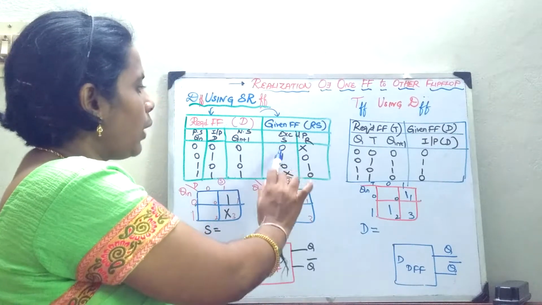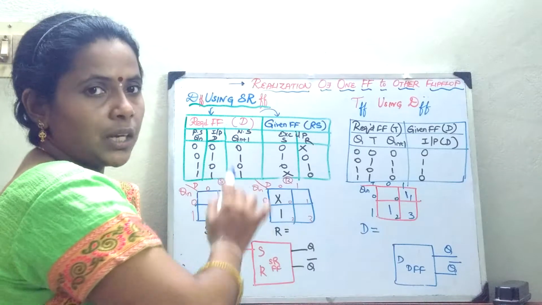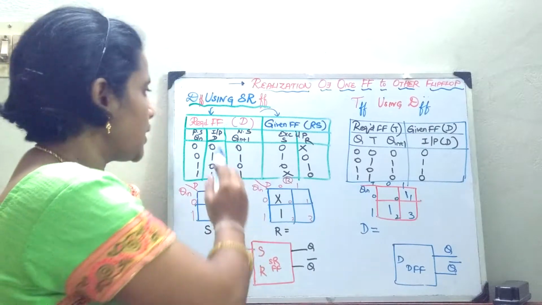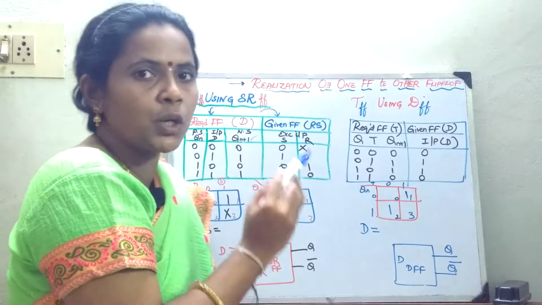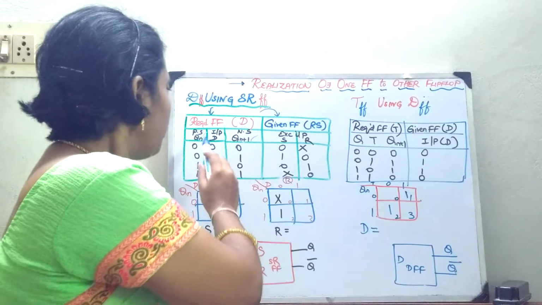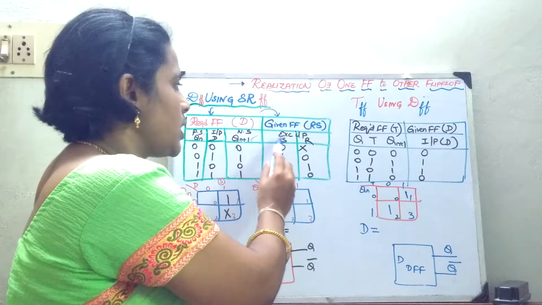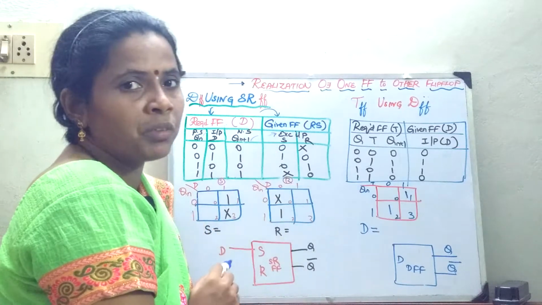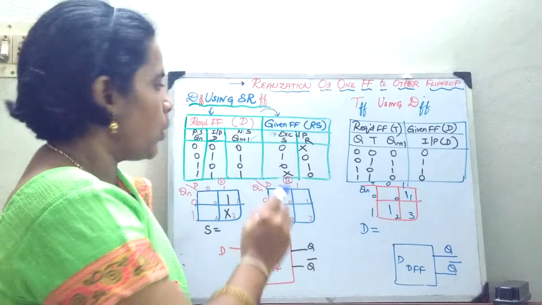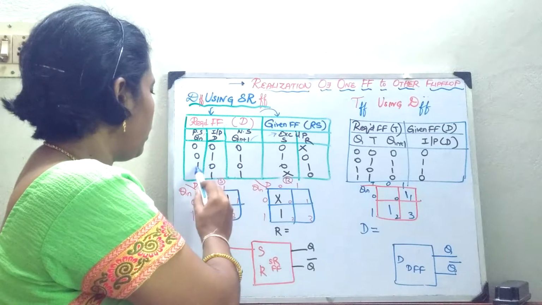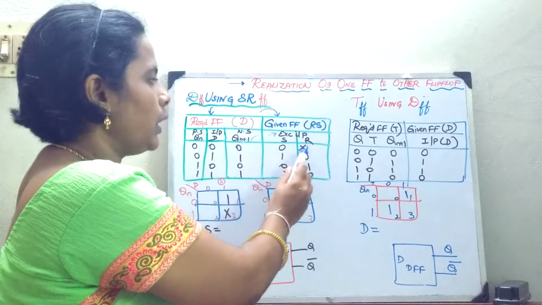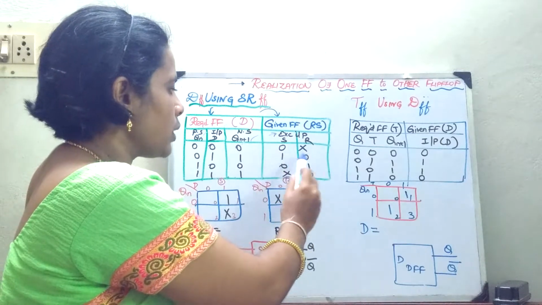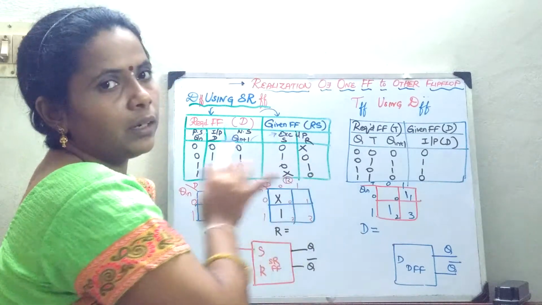Now, what is the excitation table? When my present state and next state are given, computing the inputs, that is, the transition which causes the change from the present state to the next state, gives you the excitation table. So for 0 0, 0 1, 1 0 and 1 1, when the present state and next state are given, what are the inputs? They are 0 X, 1 0, 0 1, X 0. You write it and fill it.